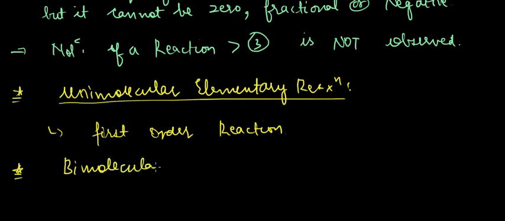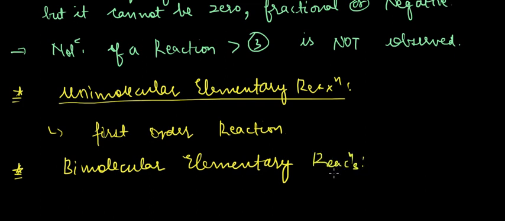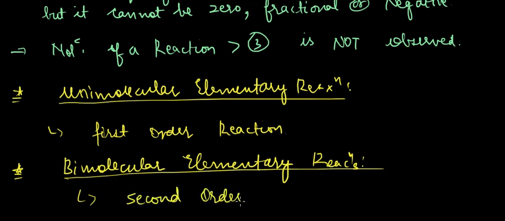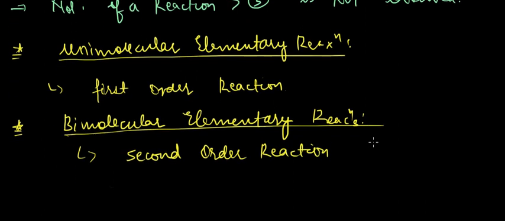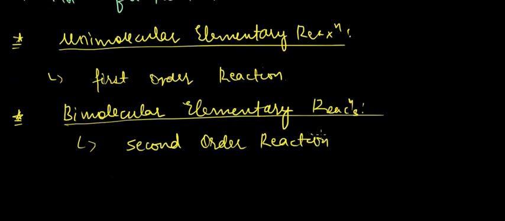From the same we can write that bimolecular elementary reactions are an example of second order reaction, or it is a second order reaction. Similarly, for trimolecular reaction we can write that its order would be 3.